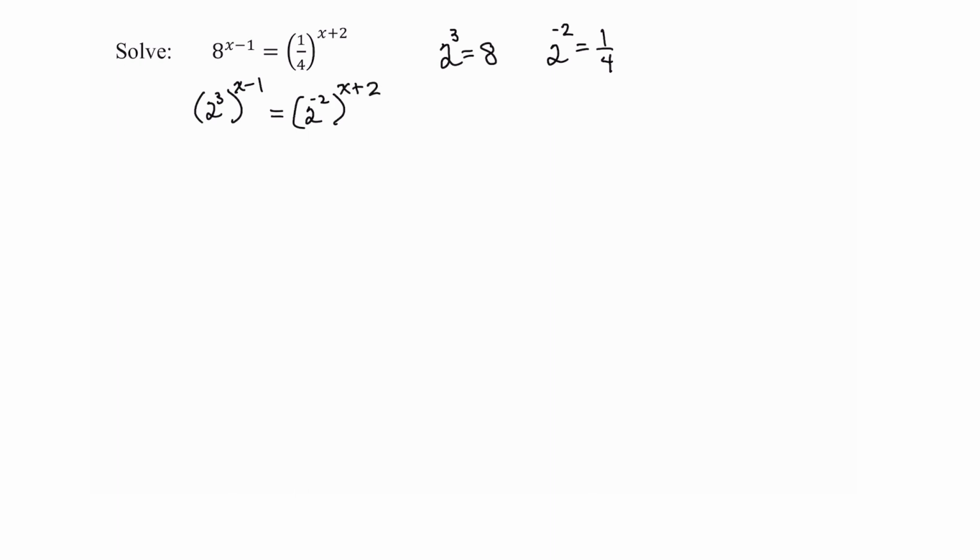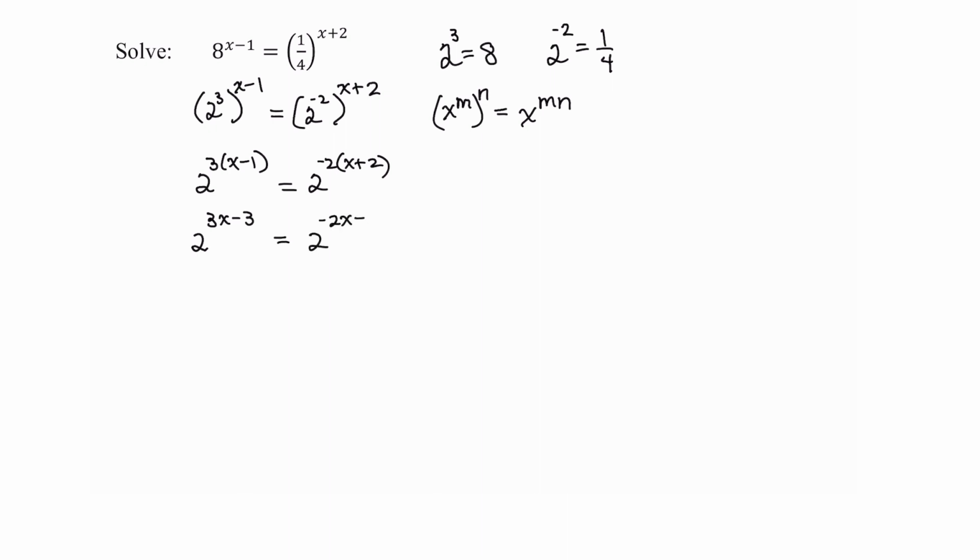Now recall with exponential expressions, if I have an exponential expression to yet another power, to simplify that we keep the base and we multiply the exponents. So on the left we have 2 to the 3 times x minus 1 power, keeping the base and multiplying the exponents, and on the right we have 2 to the negative 2 times x plus 2 power. Go ahead and distribute in the exponents. We have 2 to the 3x minus 3 is equal to 2 to the negative 2x minus 4.